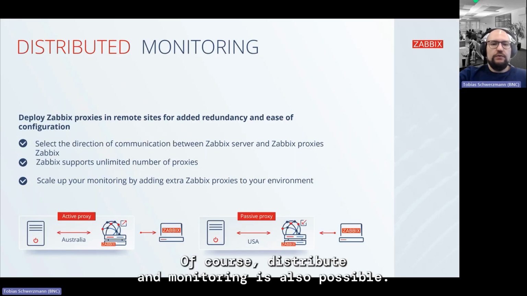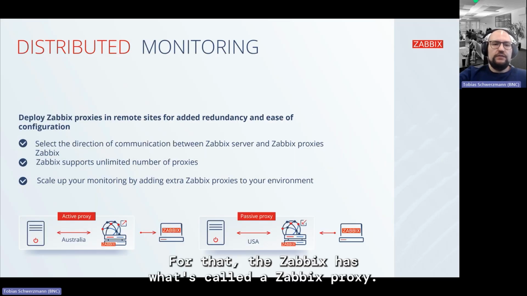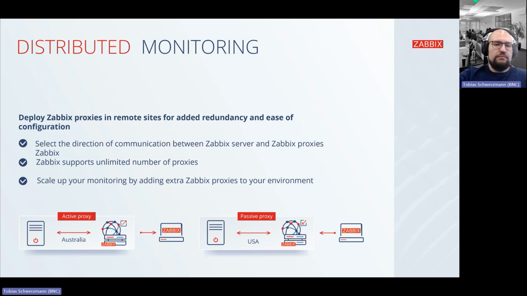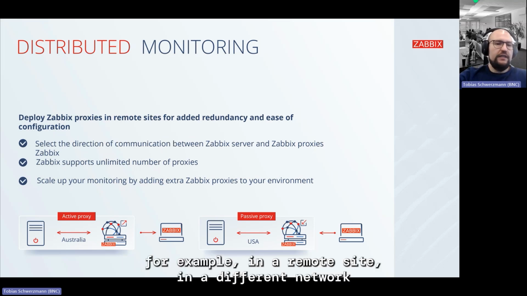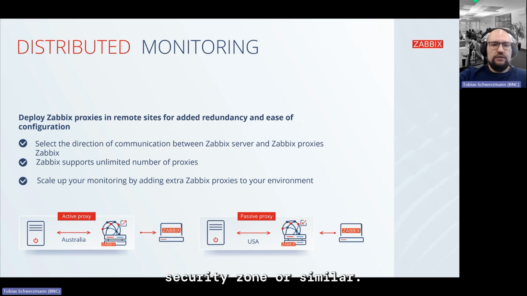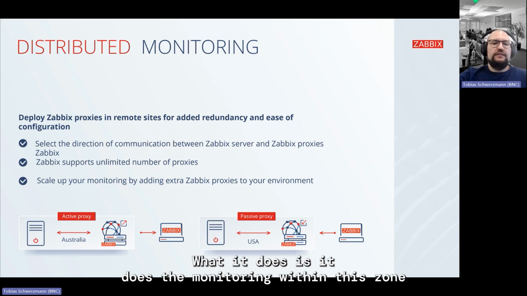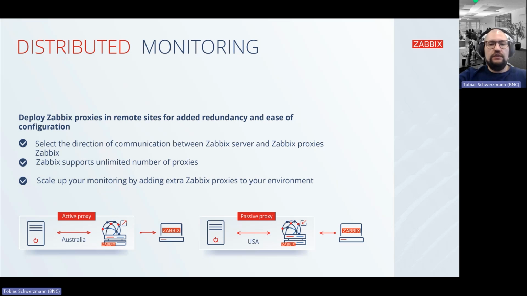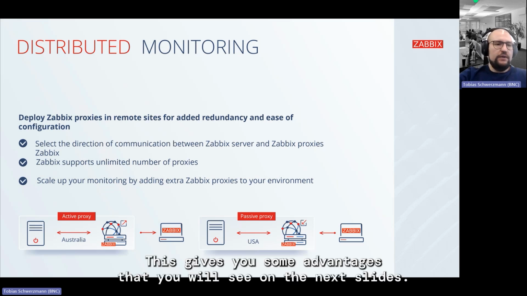Of course, distributed monitoring is also possible. For that, Zabbix has what's called a Zabbix proxy. This is a piece of software that you deploy on a server, for example, in a remote site, in a different network security zone or similar. What it does is it does the monitoring within this zone and sends the collected data back to the main server. So this gives you some advantages that you will see on the next slides.